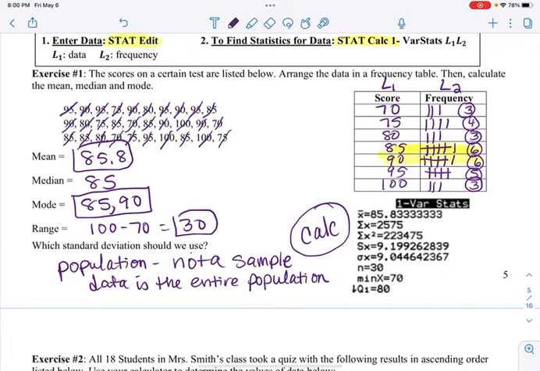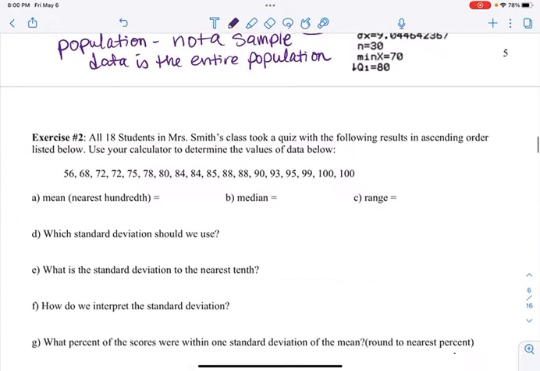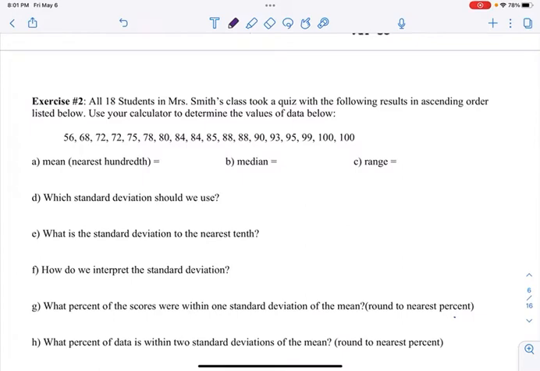Okay. All right. So we're going to try one more together. So I have to get rid of all that data that was in my calculator. So I'm going to show you how to clear the list. All right. So second problem, all 18 students in Mrs. Smith's class took a quiz with the following results in ascending order listed below. So the results are going from lowest score to highest score. Use your calculator to determine the values of the data below.